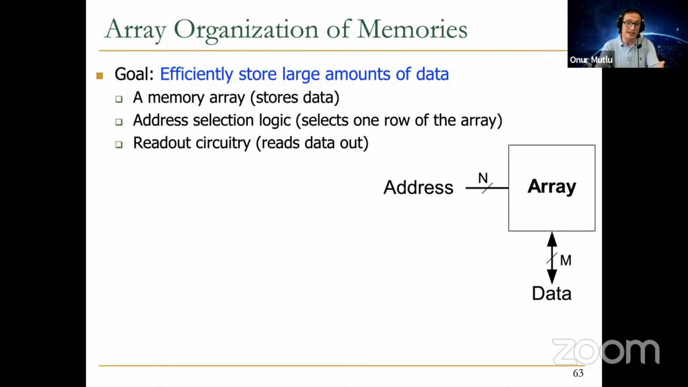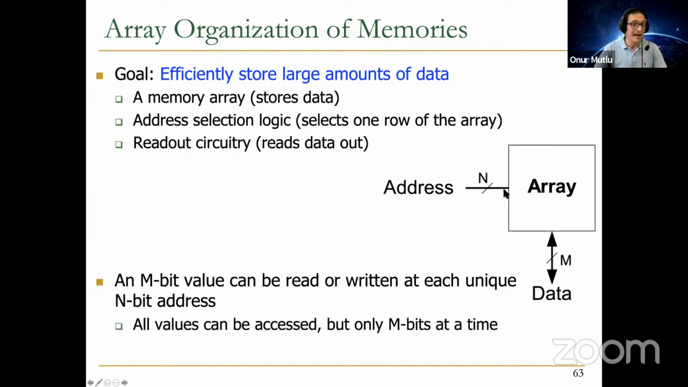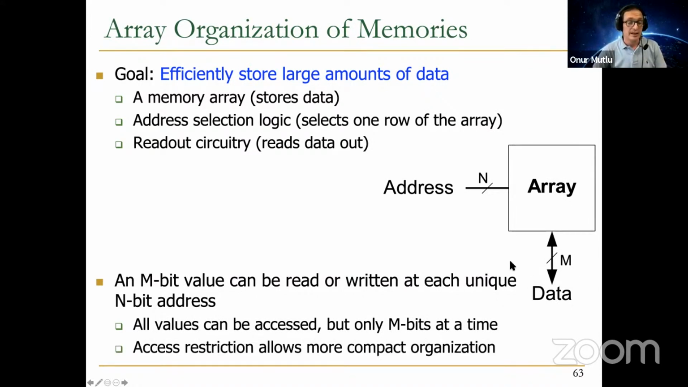In some cases, you may not need to select from a column. In the particular example I'm going to give you, you don't, but in DRAM, for example, you need to select from a column. And then you need to have this readout circuitry that reads the data out, essentially. So in this particular case, an m-bit value can be read or written at each unique n-bit address. All values can be accessed, but only m bits at a time. So even though you may be storing gigabytes and gigabytes, you write and read only m bits at a time. And the access restriction allows a more compact organization in the end, because accessing everything at the same time would require huge porting, clearly.